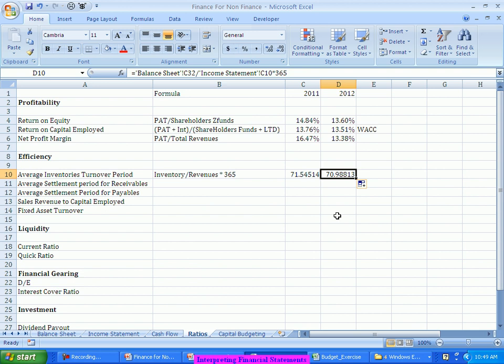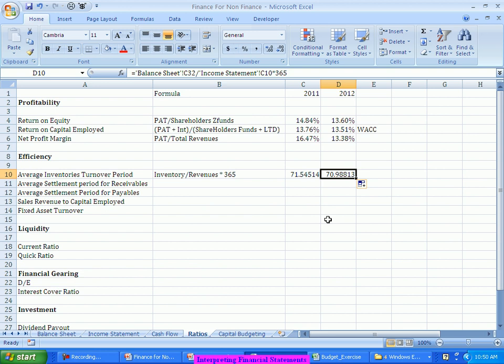Because if I talk about probably a fast-moving consumer goods industry, FMCG industry like HUL or someone, this ratio might be much lesser. Or probably if I'm looking at a motors company, automobile company, this number may be much lesser. So depending on a business, we may have to make a comment, and that comment always has to be with respect to the competitors and the past itself. So if I see here, there's not much of a difference. Hardly half a day decrease. So decrease is like an improvement itself.